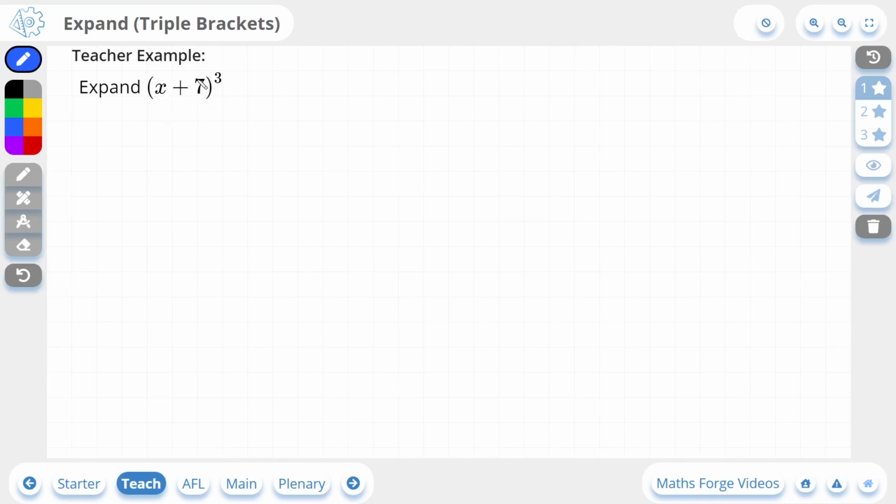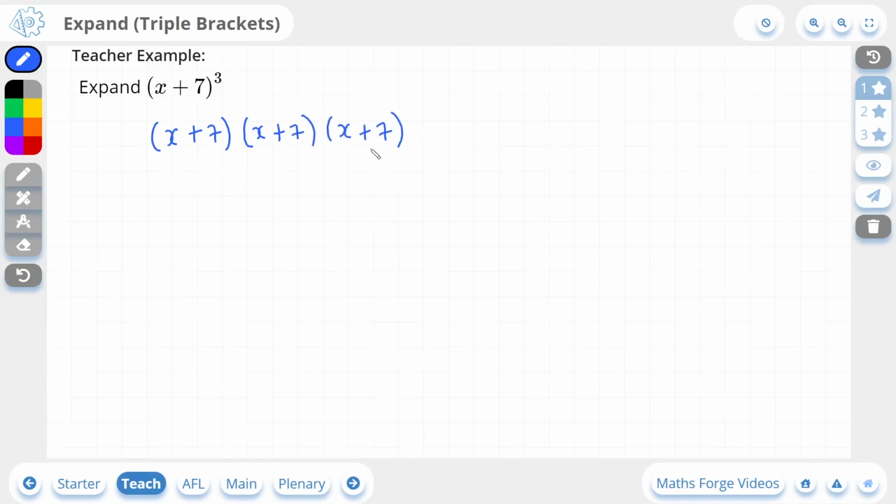So let's take a look at our first example. Here we're being asked to expand (x + 7)^3. Well, anything to the power of 3 is an entity that's being multiplied by itself 3 times. So (x + 7)^3 can actually be rewritten as (x + 7) multiplied by (x + 7) multiplied by (x + 7).